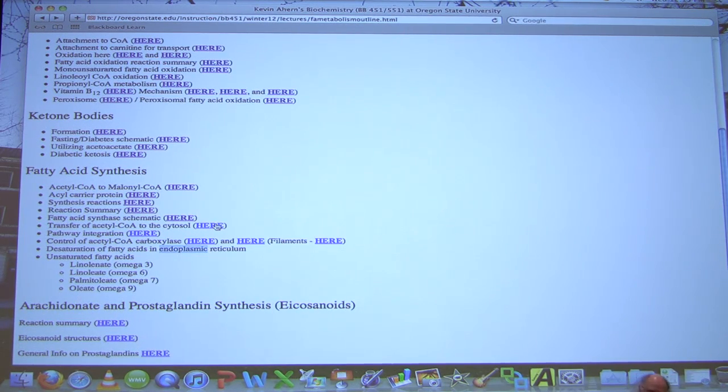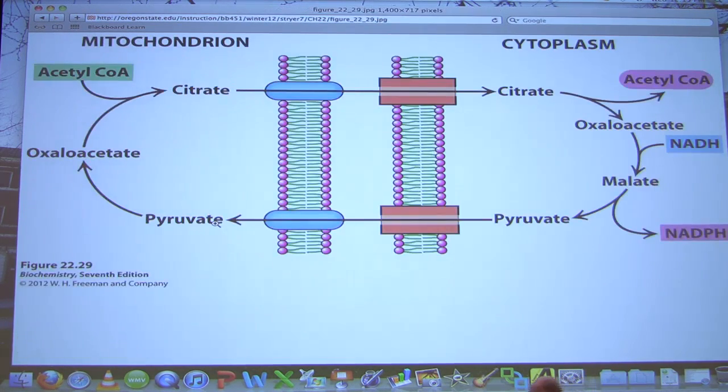Okay, well, I mentioned that we had to get acetyl-CoA out into the cytoplasm where synthesis occurs, and this schematic shows us how that process occurs. So it turns out that acetyl-CoA itself cannot be moved across the intermitochondrial membrane.